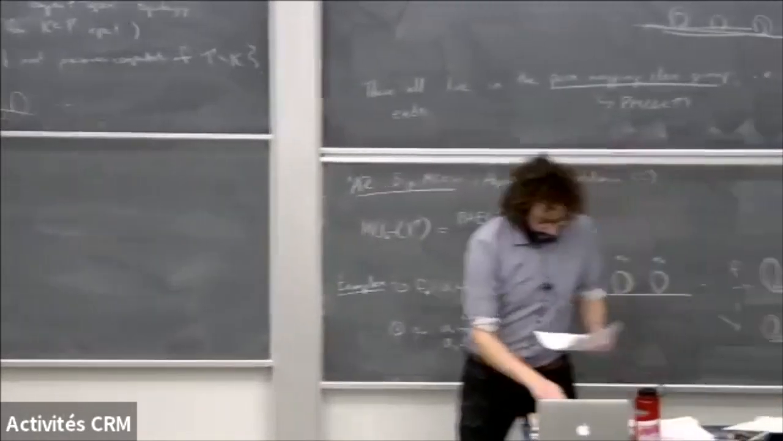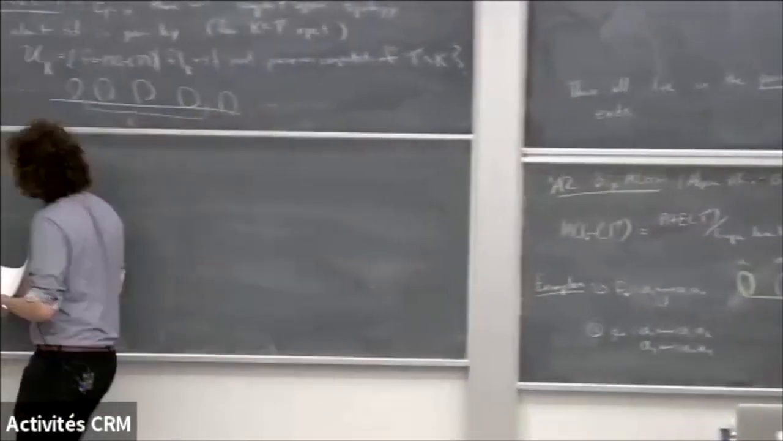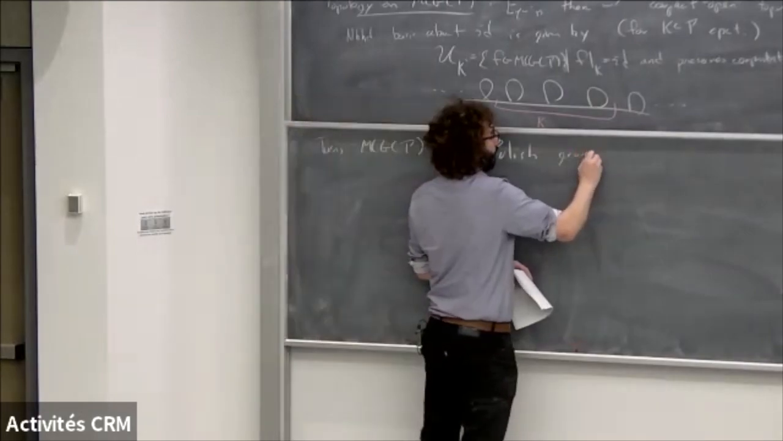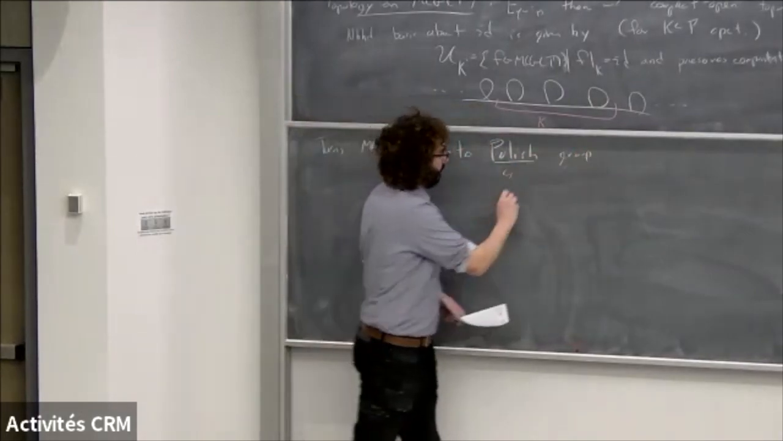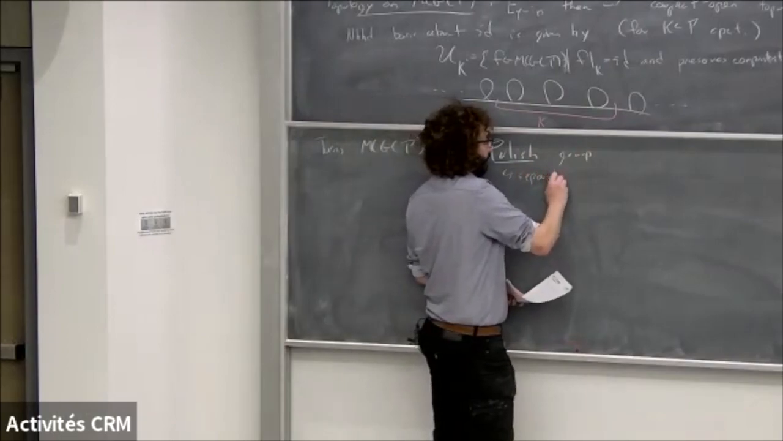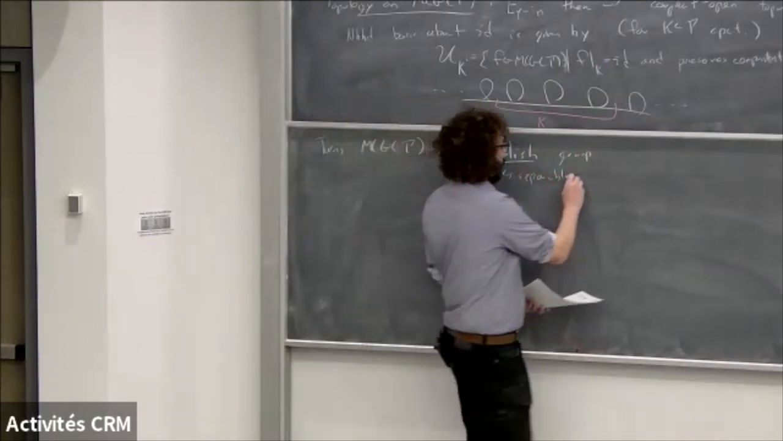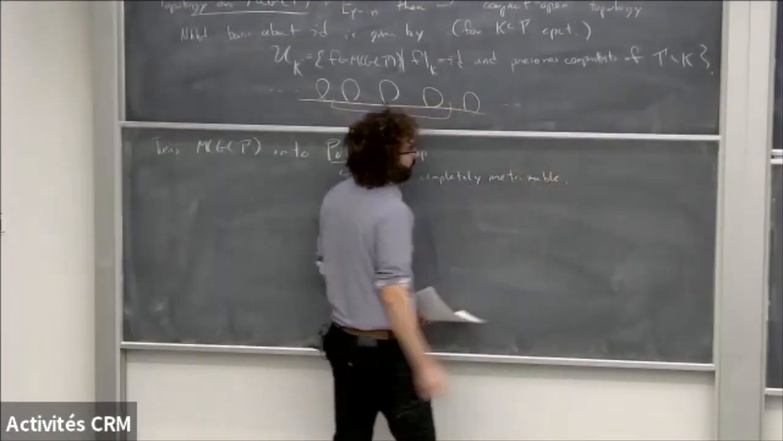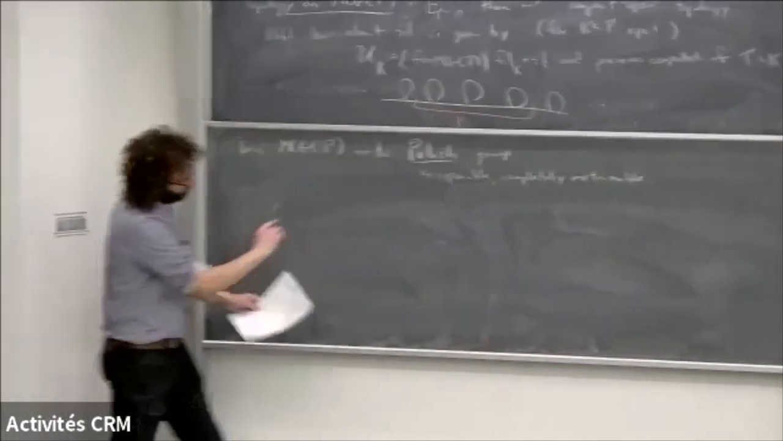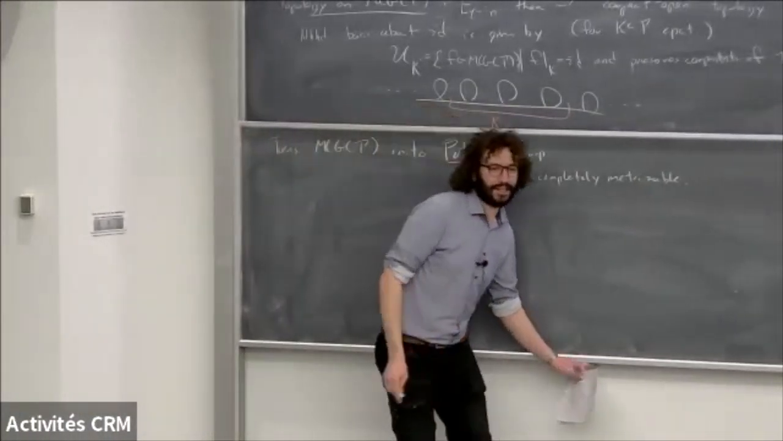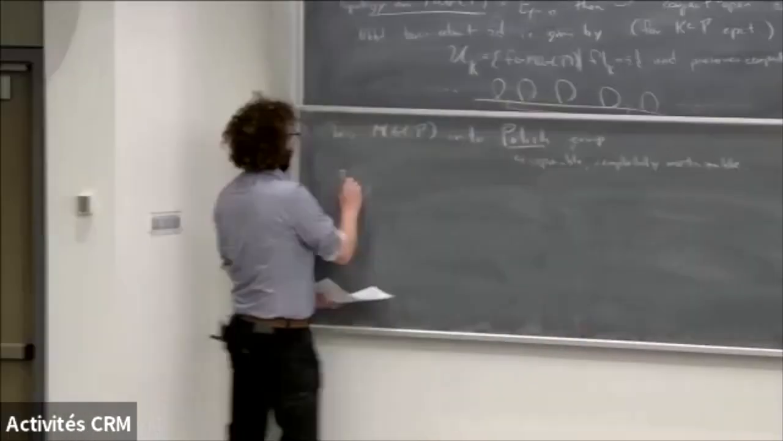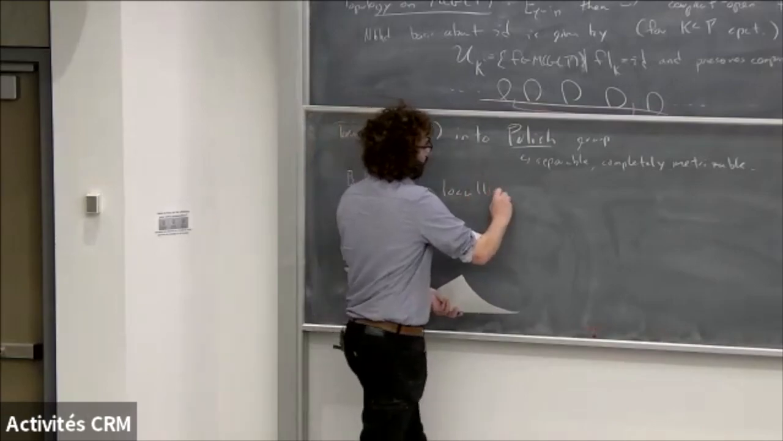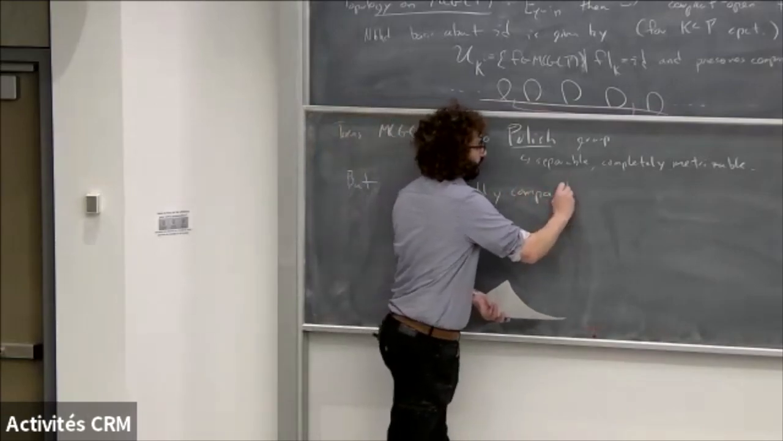First, I'll say it at least is not so bad, but this turns into a Polish group, which means that the topology is separable. So it has a countable dense subset and is completely metrizable. So it does admit some complete metric. If you want, you can think of this as not too bad. But it's still huge, it's not even locally compact. Right, that's kind of the next best thing.